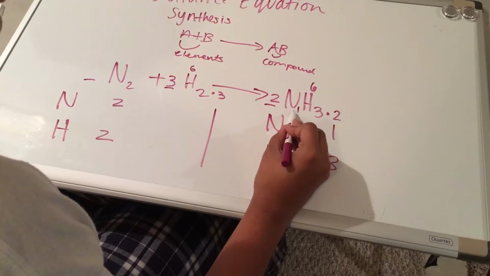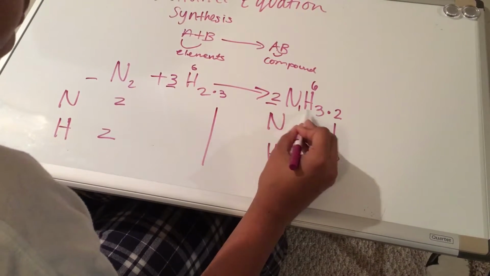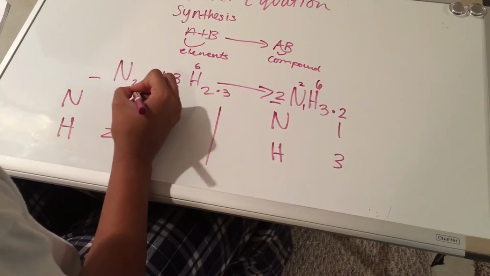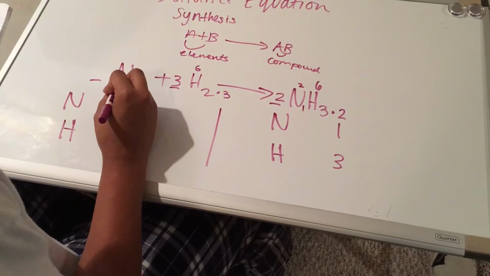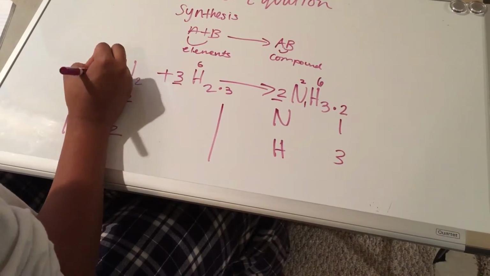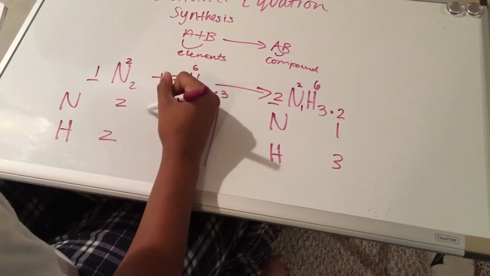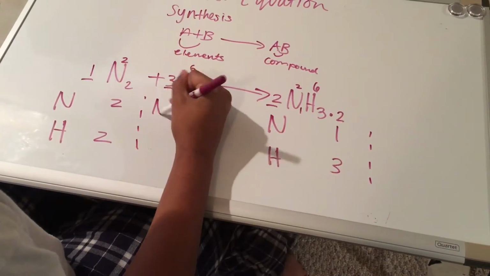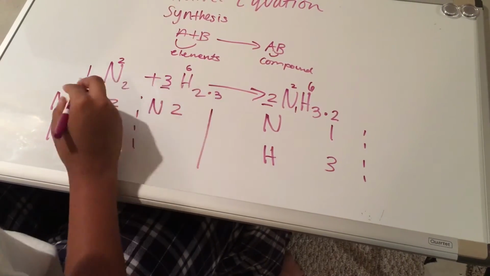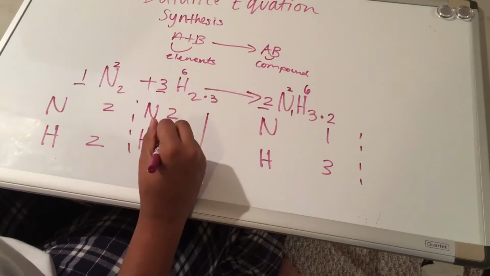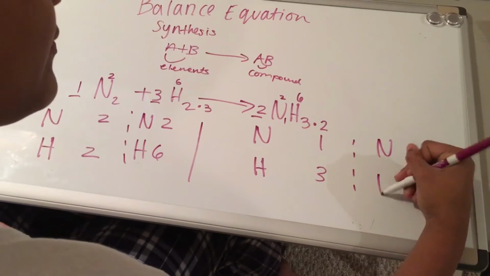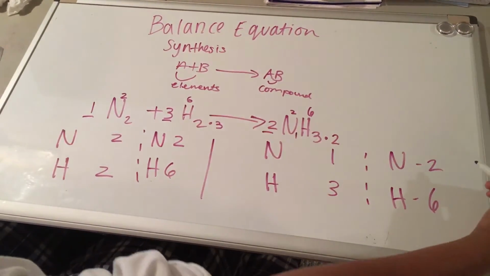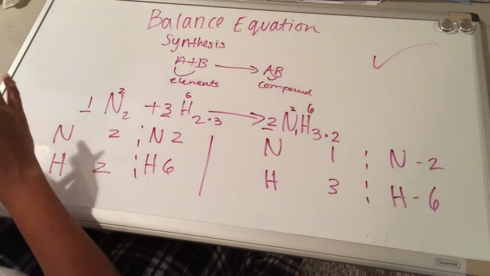Since there's only one nitrogen atom, that means that this would be 2, and since there's already 2 atoms of nitrogen on this side of the equation, then you could put a 1 here, and that's 2. So now nitrogen has 2 over here, and hydrogen has 6, and over here nitrogen has 2 as well and hydrogen has 6. So now this equation is properly balanced.